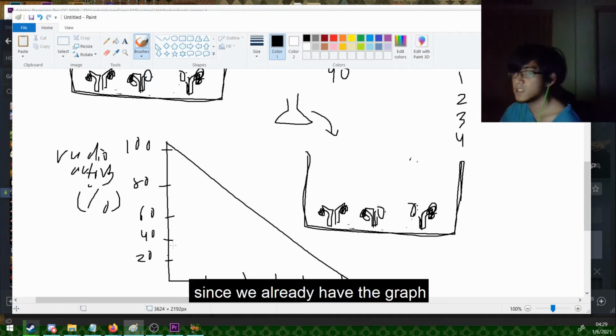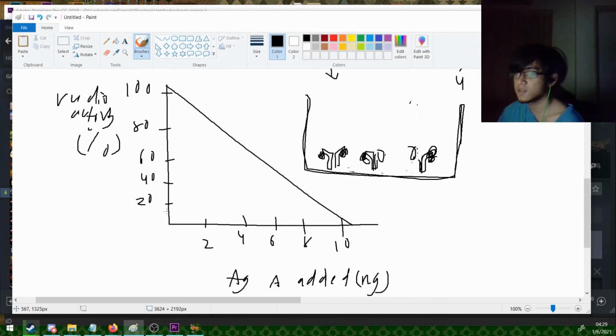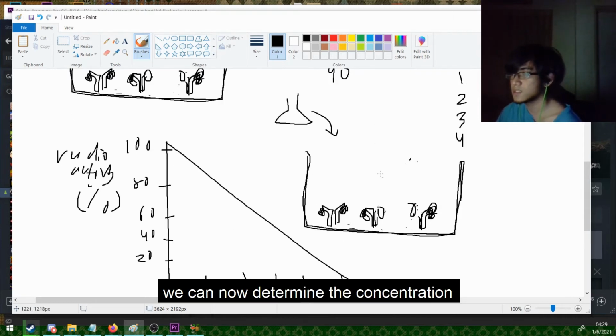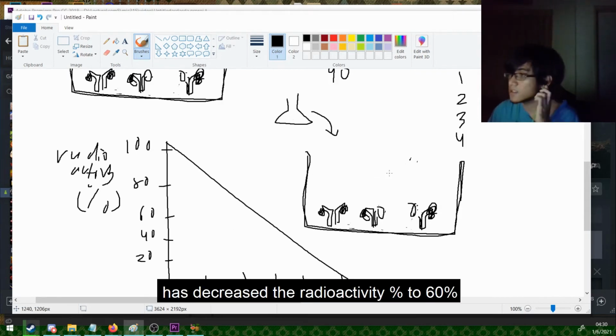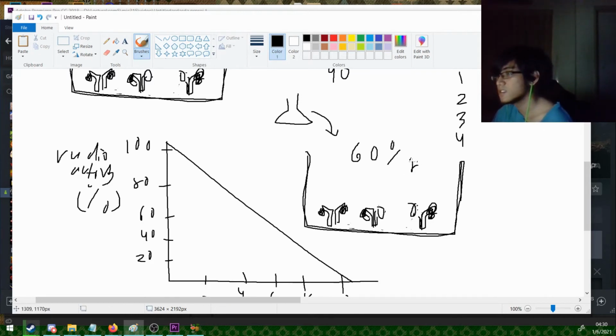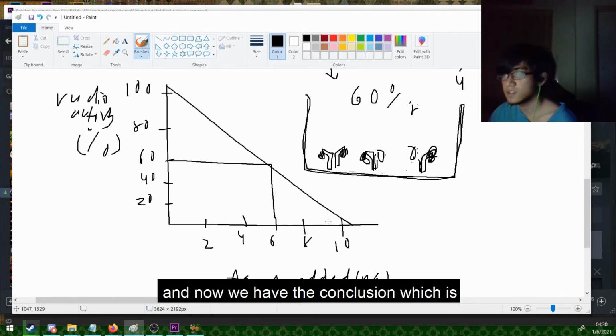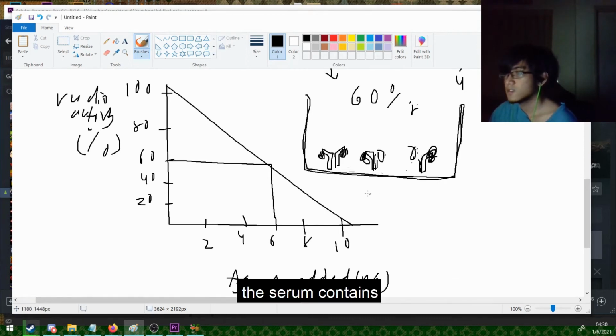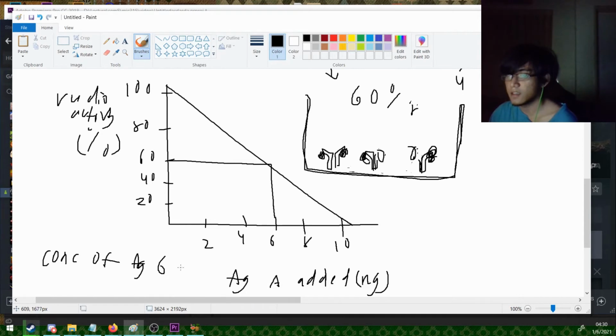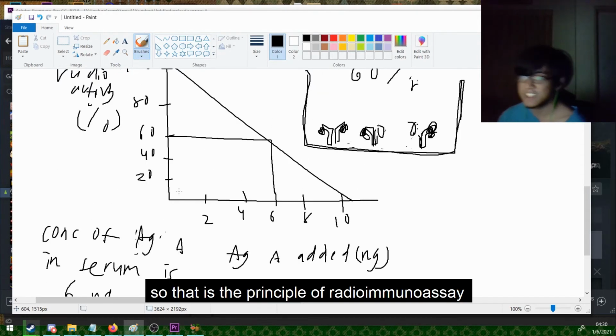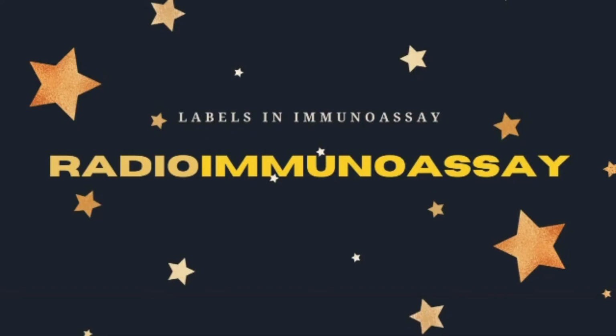Since we already have the graph, we can now determine the concentration. Let's say the serum added has decreased the radioactivity percentage to 60%. So from 60%, we just need to plot the graph. And now we have the conclusion, which is the serum contains 6 nanogram of antigen A. So that is the principle of radioimmunoassay.